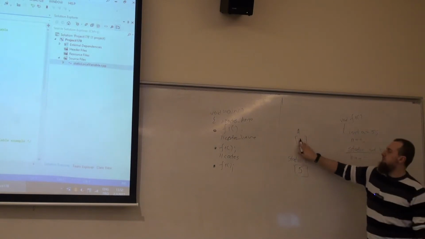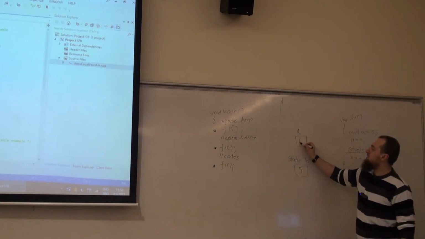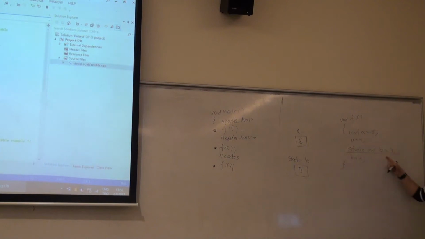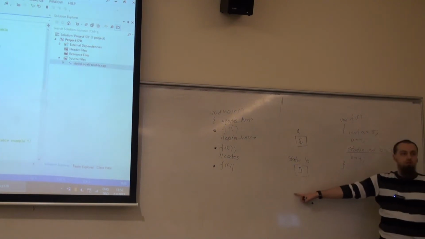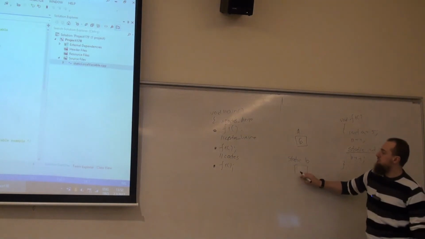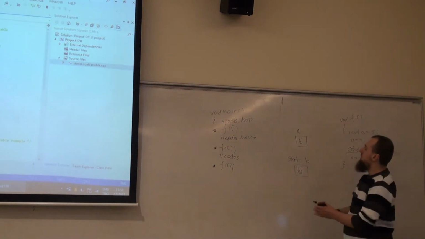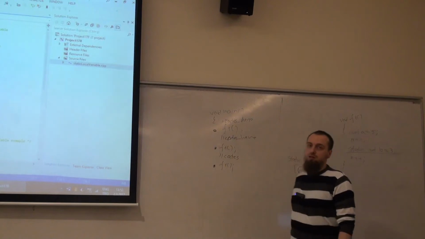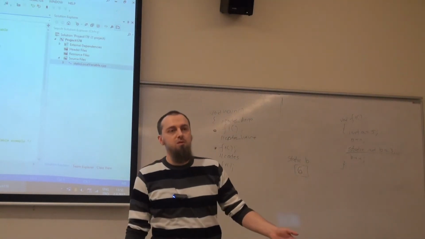It's incremented to 6. So we have a 6 now. We check, do we have b? Yeah, we have b. We're not going to execute this line. We go directly to the fourth line actually of the function. We increment b, so b is also 6. Okay? The function is finished, the static is left there up until the program is terminated.